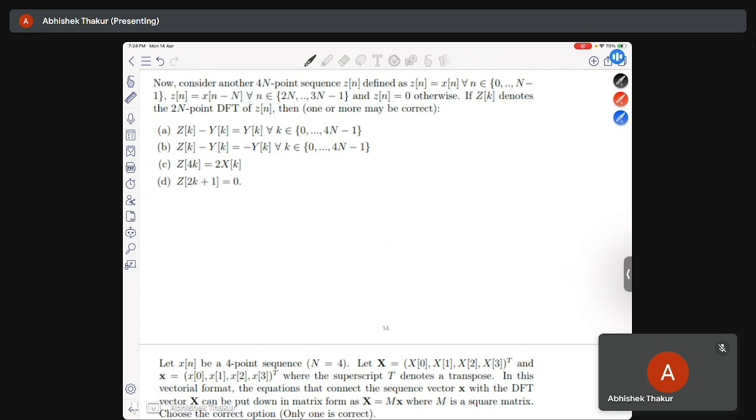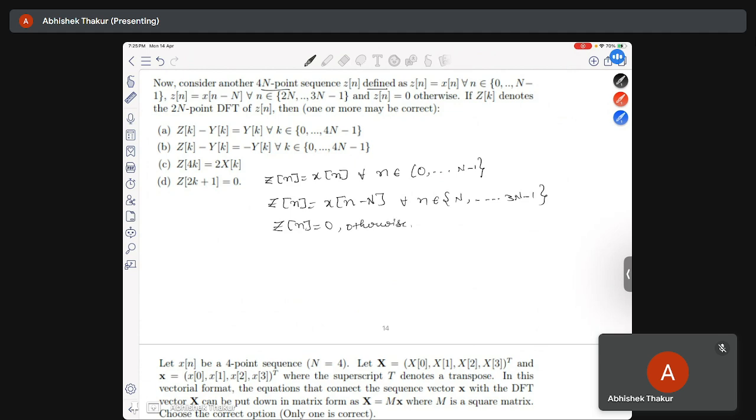So for the previous question, the answer is true. Now we will move on to the next question. Consider another 4N point sequence z of n defined as z of n is equal to x of n for n from 0 to N minus 1, z of n is equal to x of n minus N for n from 2N to 3N minus 1, and z of n is equal to 0 otherwise. If Z of k denotes the 2N point DFT of z of n, then which one is the correct?